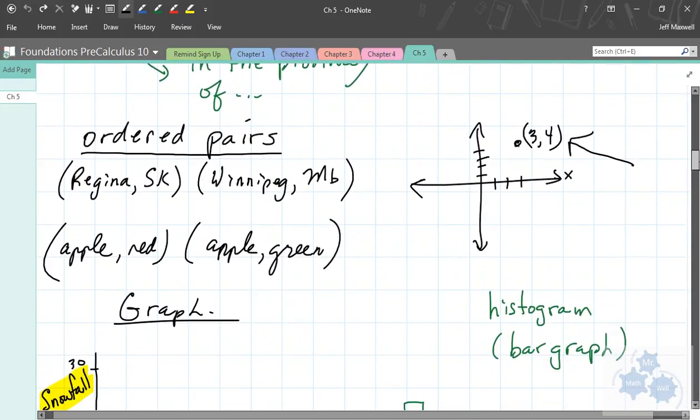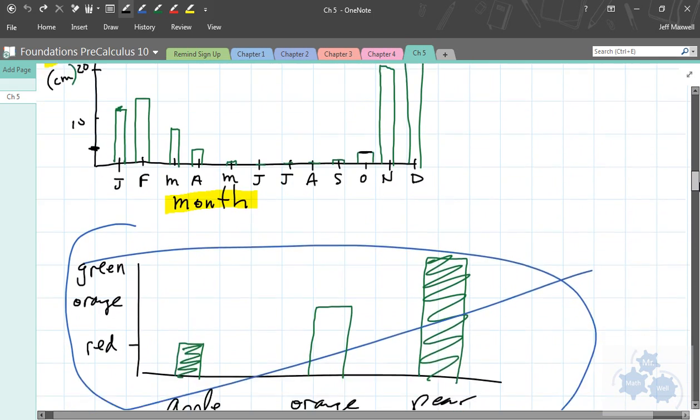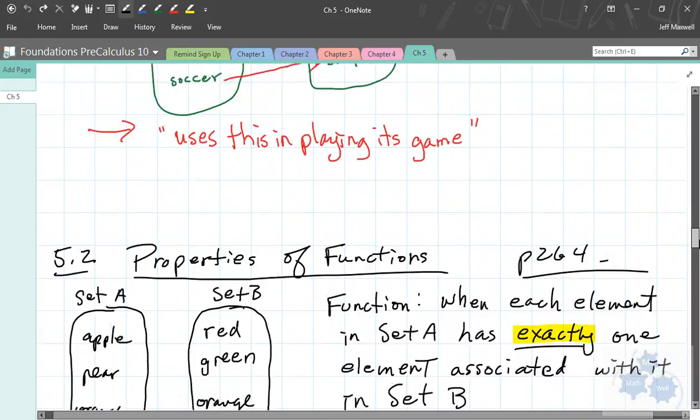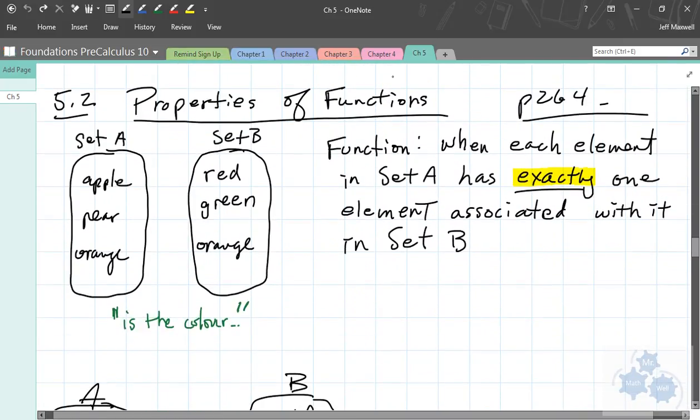We talked about many different ways to represent these relations: graphs, ordered pairs, and that sort of thing, and charts and tables. And in this lesson, we're going to talk about a special type of relation called a function.